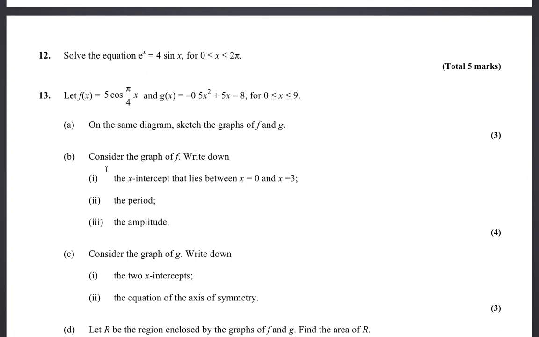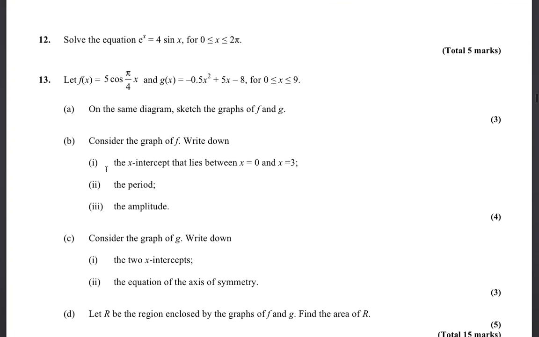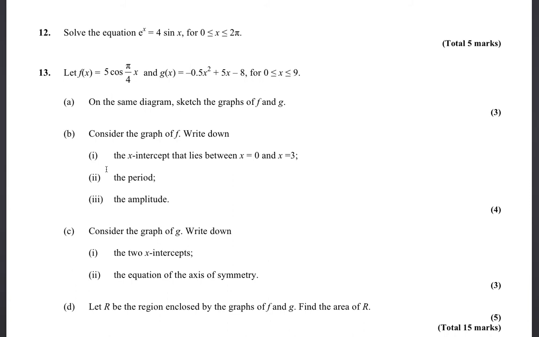Good. So let us look at the 13th problem now. Let f of x equal to 5 cos pi by 4x, and g of x is a quadratic function. So you'll get a parabola. So you have a trigonometric function, circular function, and also a quadratic function. On the same diagram, sketch the graphs of f and g. So x is between 0 and 9. So you can see that for this function, the amplitude is 5, isn't it, students? The amplitude is 5. So let us sketch it.